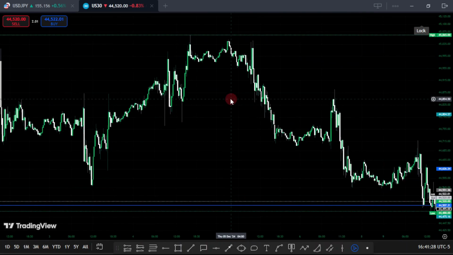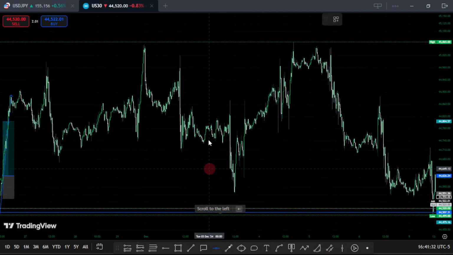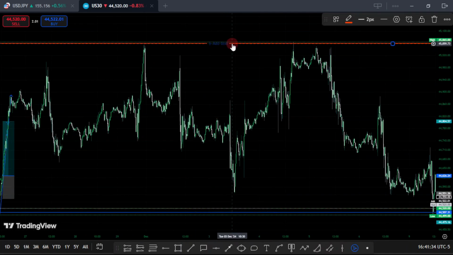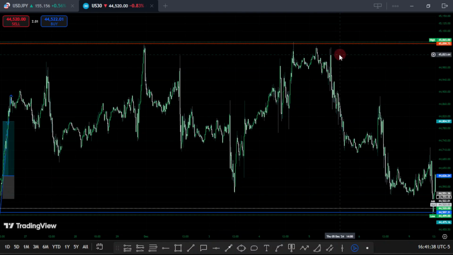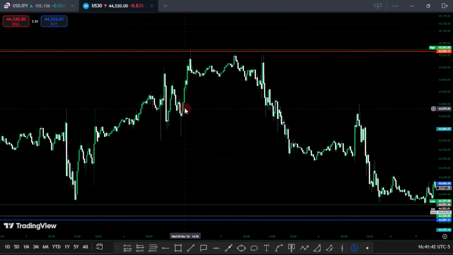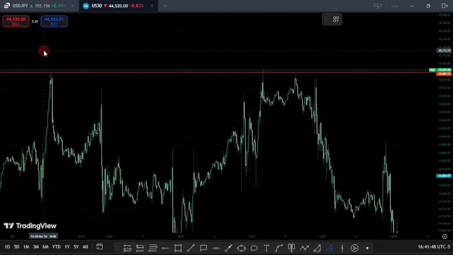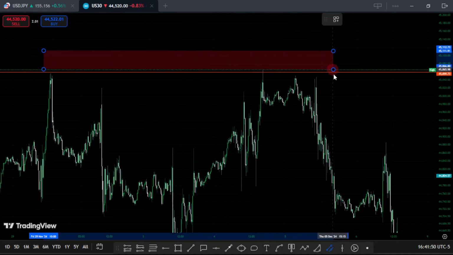Now when price has been going up, where was our swing high? We want to mark our swing high. So our swing high was over there. Price has been ranging at this level until price came back to our resistance. So this over here is our resistance level.